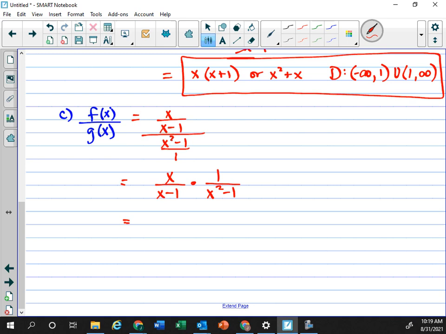So my answer here, I only have an x in the numerator, so I know nothing's going to cancel out here because I've got all these factors happening in the denominator. So I can leave it as x over x minus 1 times x squared minus 1. Or if you like factoring, you could say x over x minus 1 times x minus 1 times x plus 1. That would also be the same. Does that make sense? I'm just factoring that second factor.